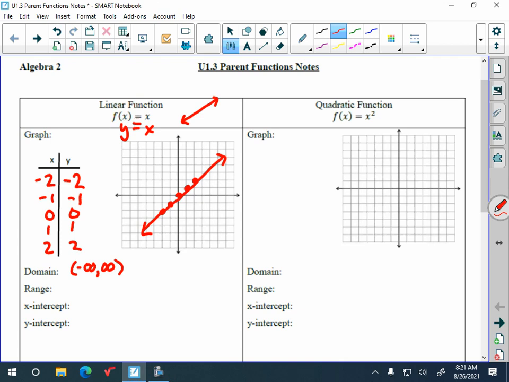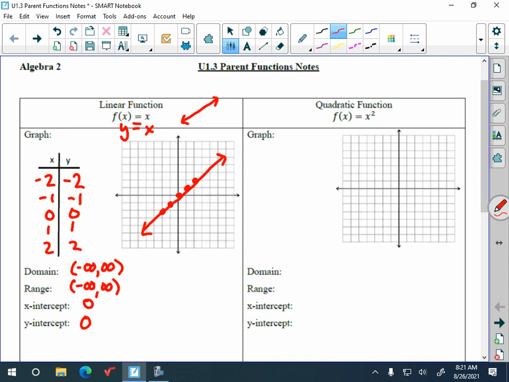All right, what would the range be? Good, -infinity to +infinity. X-intercept is where the graph crosses the x-axis. So what would that be on this problem? 0, good. And the y-intercept? 0. Okay, perfect.